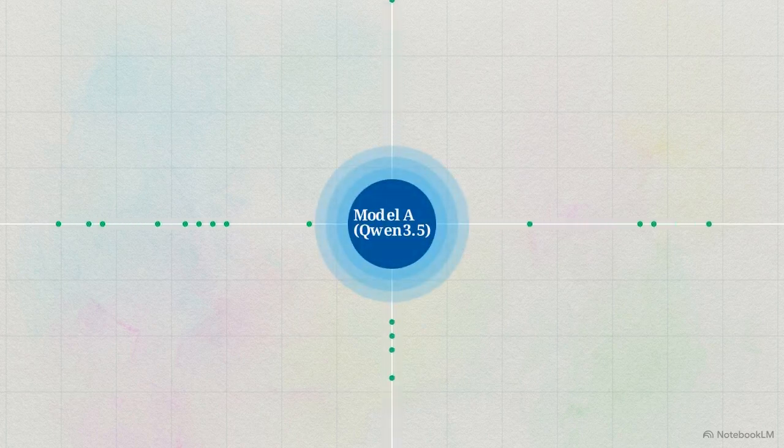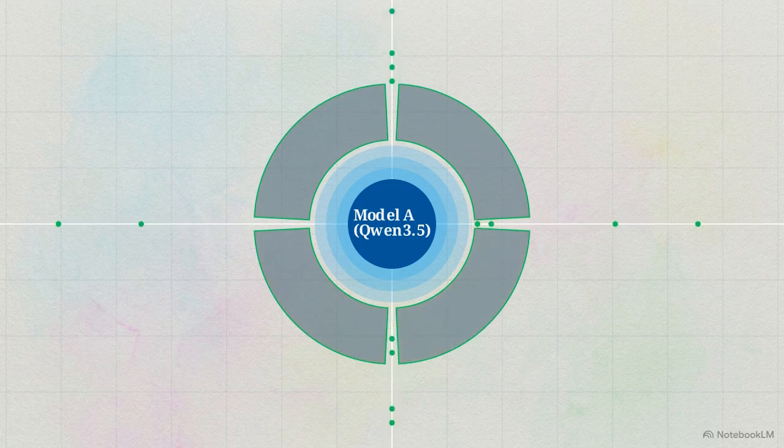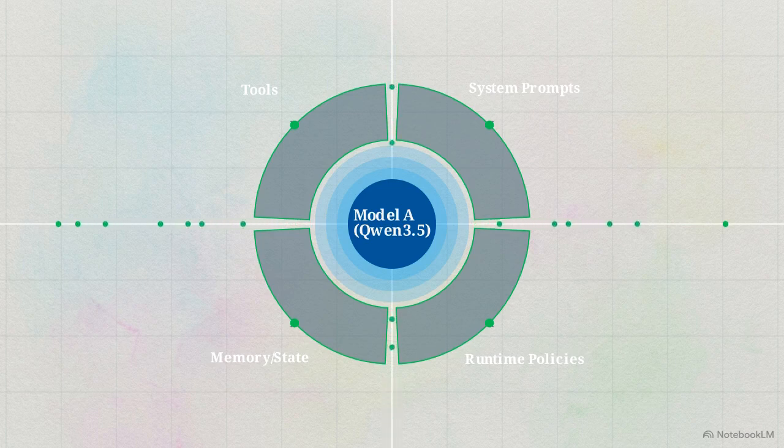A large language model doesn't act alone. It operates inside a harness, a non-parametric shell made up of system prompts, tools, memory states, and runtime policies that connect the fixed model weights to an environment. The bottleneck in building these systems is that harness design is highly model-specific.